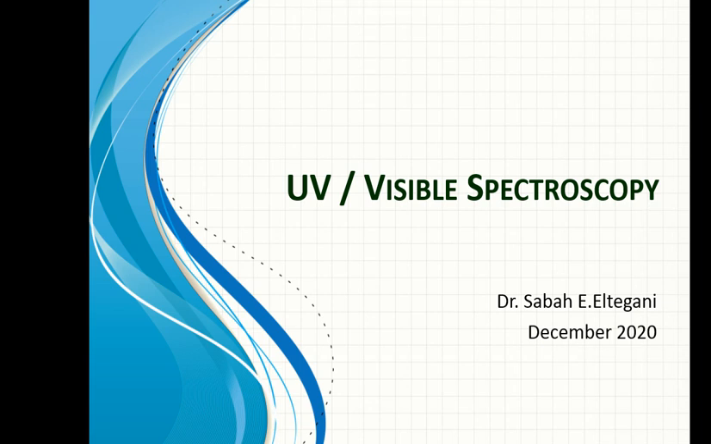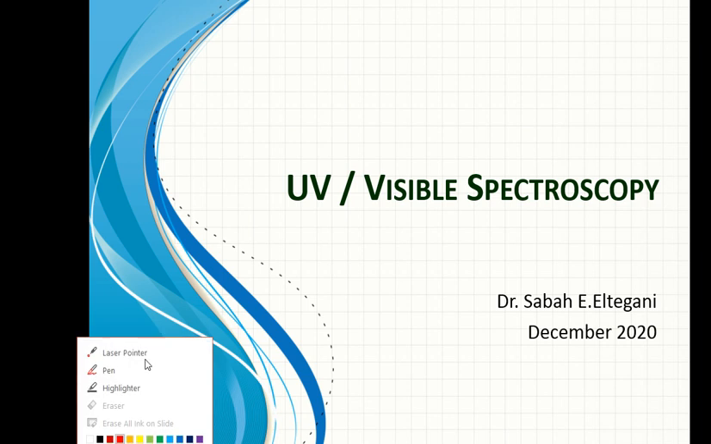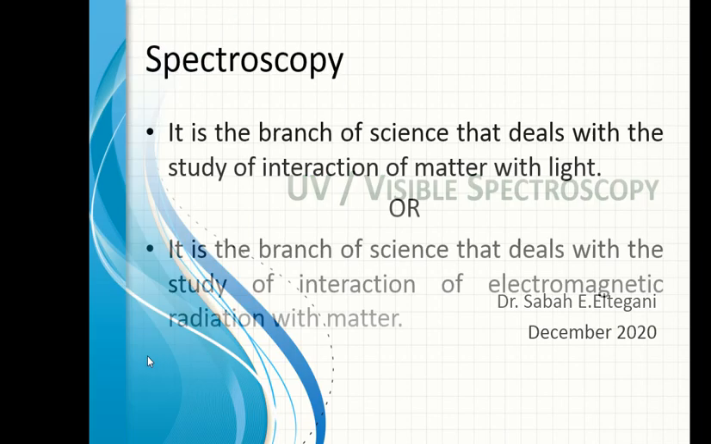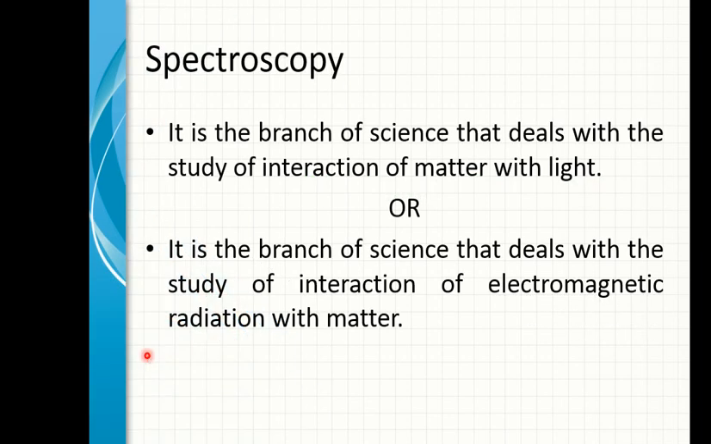Hi everyone, today is a lecture about UV visible spectroscopy. First we have to define what's meant by spectroscopy and electromagnetic radiation. Spectroscopy is a branch of science that deals with the study of interaction of matter with the light.